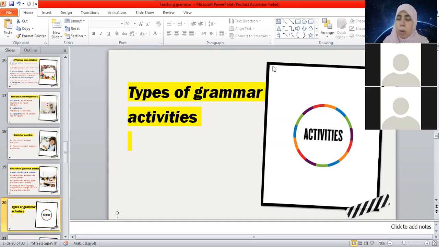Yes, Raghda, we talk about the practice time itself. So you talk about the presentation and the practice. We have presentation, this is what we have already talked about. Now we will talk about the practice time. We have certain types of grammar activities. Here we talk about the grammar activities. We have types of practice time. Yes, in the practice time. So what do you think? What are the types of grammar activities?